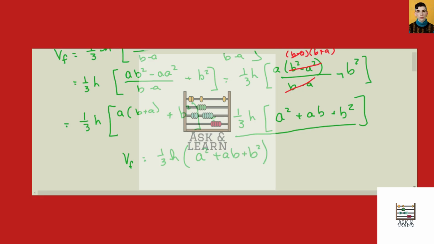That was long. Now they asked you what happens when A equals B. If A equals B, looking at the original picture, my h will go to 0. If A is B, then I just have a square. My volume is 0. And if A approaches 0, then I have 1/3 h B squared. I just have the full pyramid.